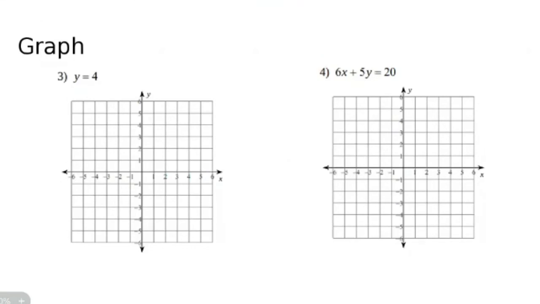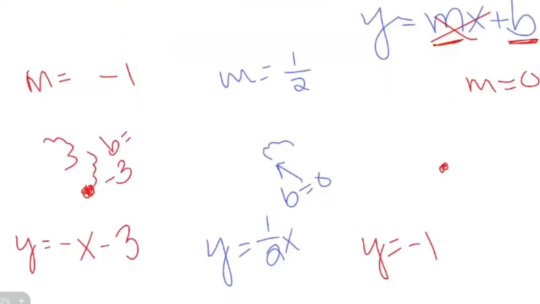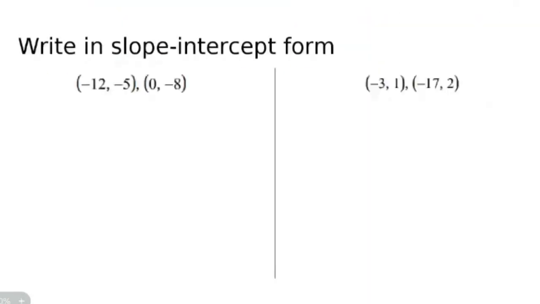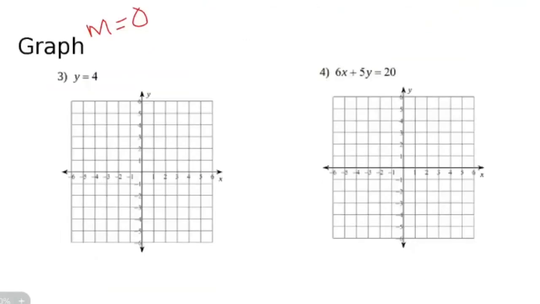y equals 4. Where's the x? Well, there is no x. So what we know is the slope is 0, just like 2 problems ago, or 3 pages ago, when it was a horizontal line, the slope was 0. So nothing's going to change here. Horizontal line, so the slope is 0, so this is going to be a horizontal line. Where does it go through, though? 4. So there's my 4, and it's going to be a horizontal line going through 4.